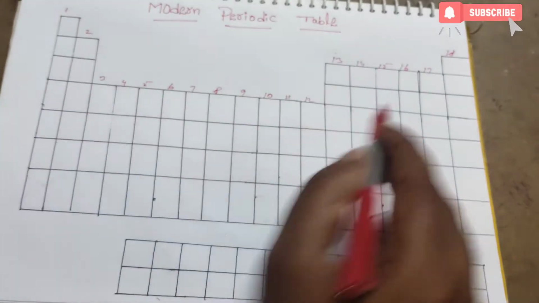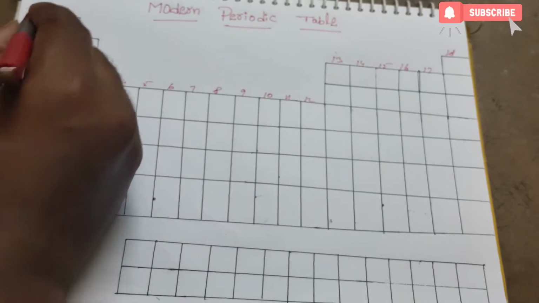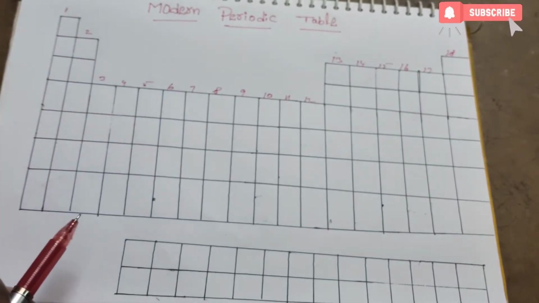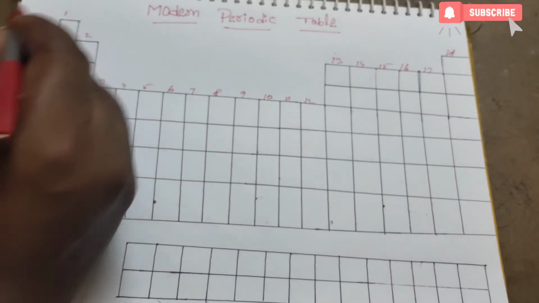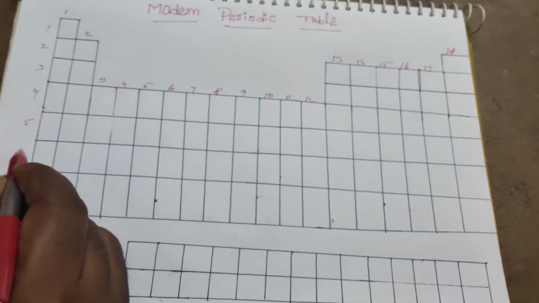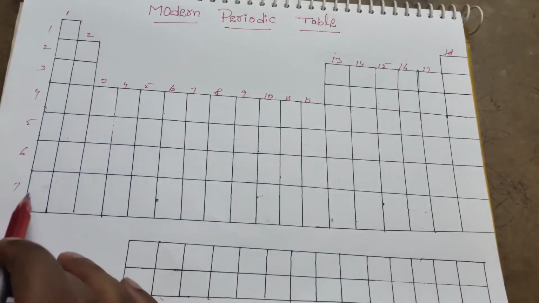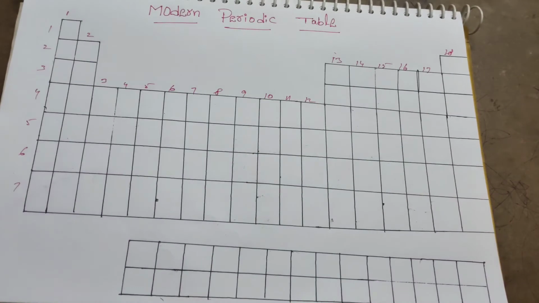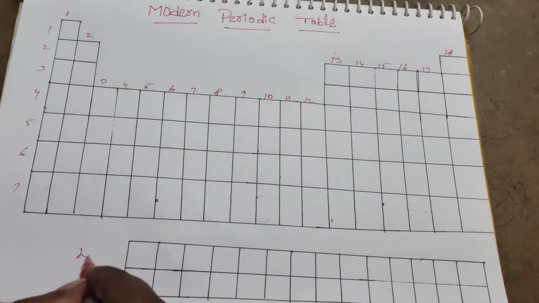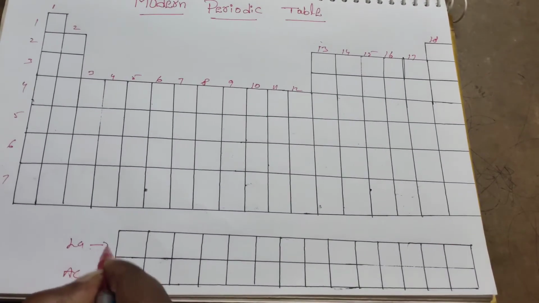So these are the groups, and from left to right they arrange the periods. There are 7 periods in the modern periodic table: 1, 2, 3, 4, 5, 6, 7. Top to bottom is called groups and left to right is called periods. At the bottom, two rows are placed separately. Those are the lanthanoids and actinoids.